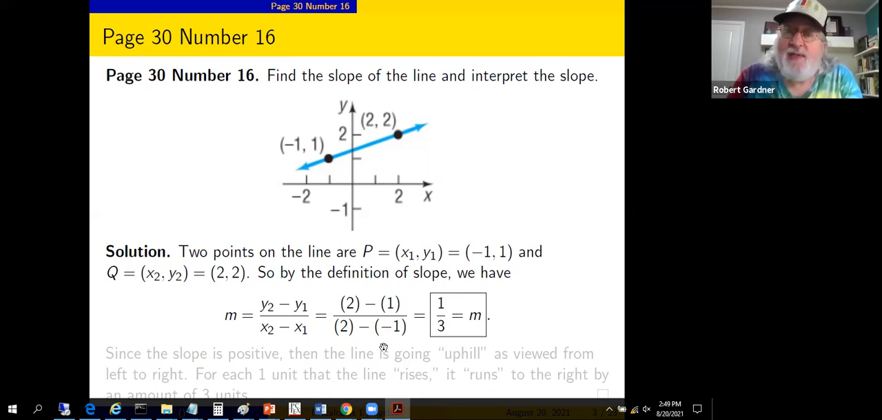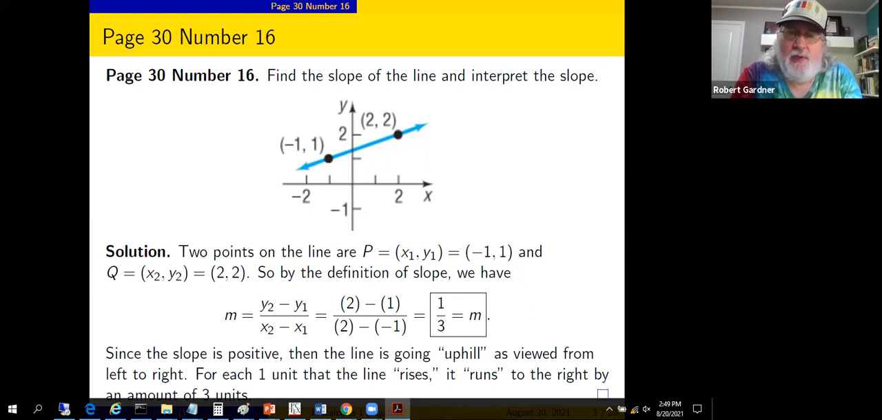So potential for mistakes. You're subtracting x sub 1, and x sub 1 itself is negative. So maybe use parentheses, be careful. This is a straightforward computation, but you start dropping negative signs and you'll mess it up. So be careful with the negative signs. So we've got in the numerator 2 minus 1, that's 1. 2 minus -1, 2 plus 1 is 3, and the slope is 1/3. They wanted a slope. There it is.